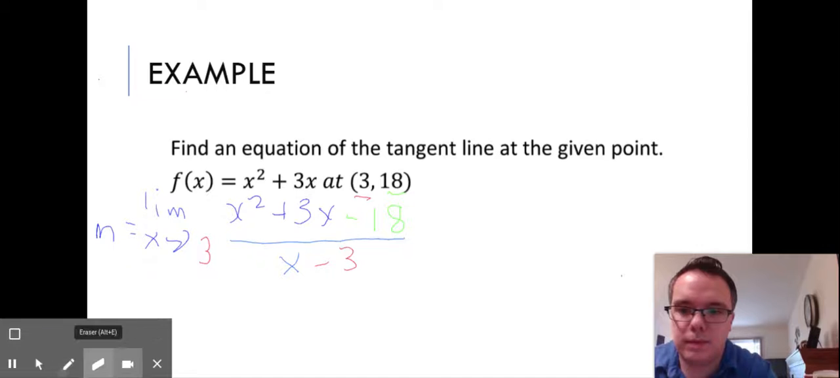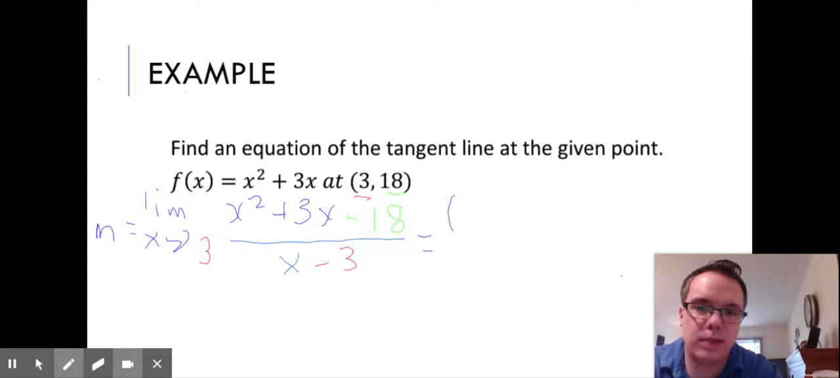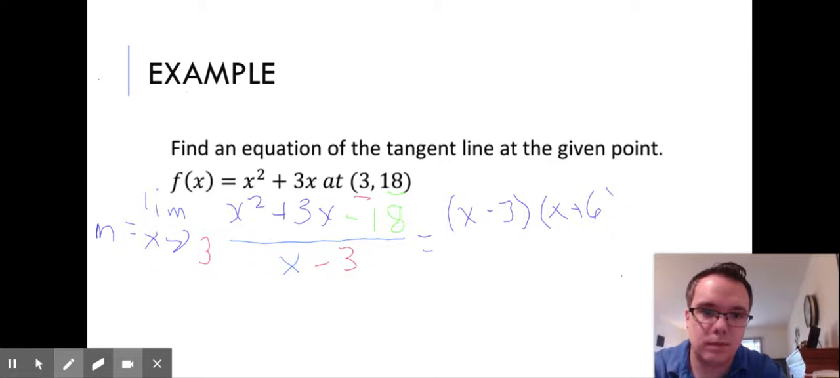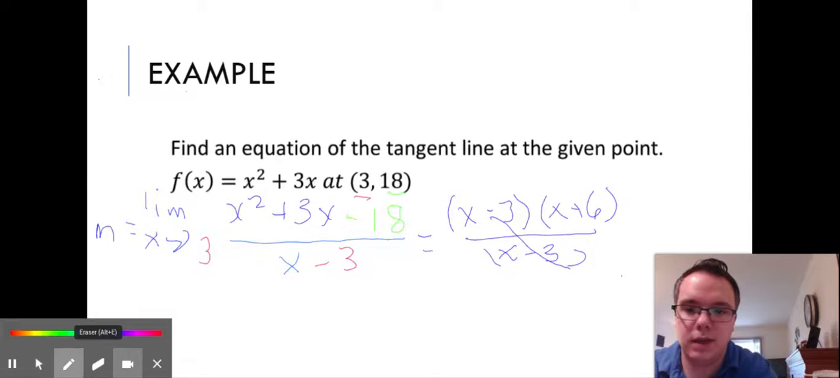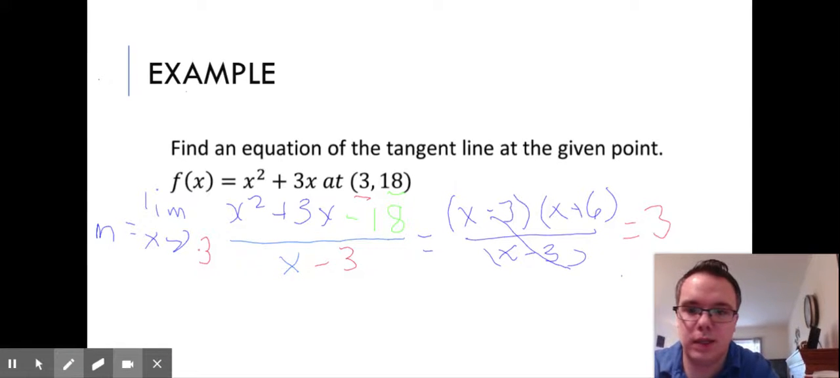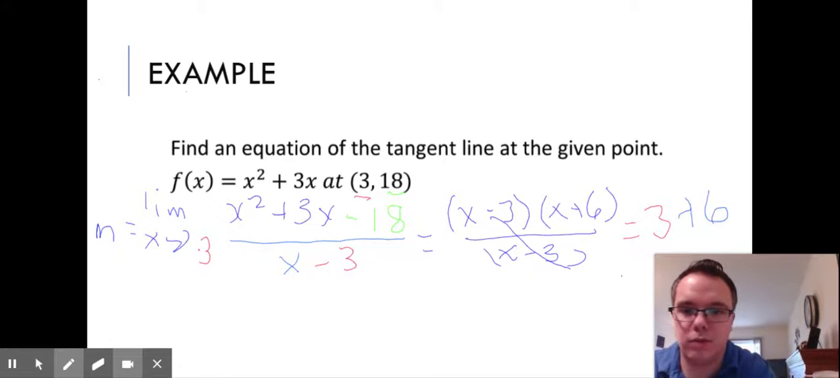All right. So if we go through and factor, what multiplies to get negative 18 and adds to get 3? Well, that would be x minus 3 times x plus 6. So our x minus 3's cancel out. And if I plug in my 3, I'm going to get 3 plus 6. So my slope is 9.